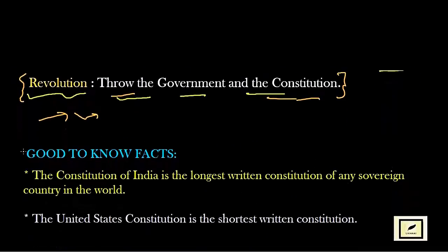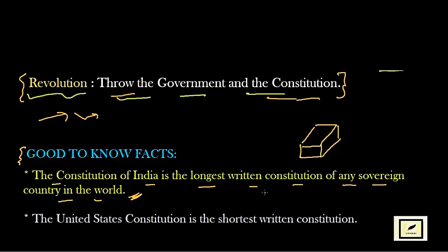At the end of the video, let's see the good to know facts here. The Constitution of India is the longest written constitution of any sovereign country in the world. That is, it's the biggest constitution, it's the largest constitution. It's a big book with lots of chapters and lots of schedules and lots of articles. And at the same time, the Constitution of United States of America is the shortest written constitution in the world.